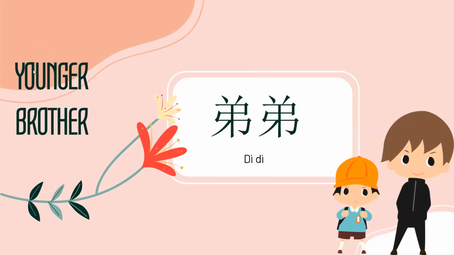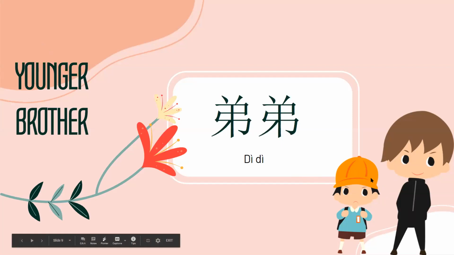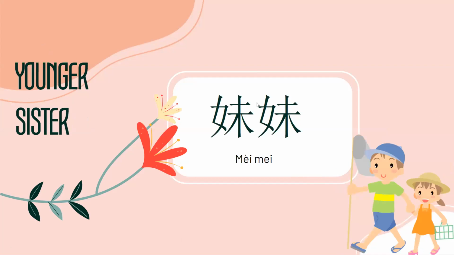And then we have younger brother, which is 弟弟. So this would be the younger brother here. And then we have younger sister, which is 妹妹. And again, it has the 女 next to it.